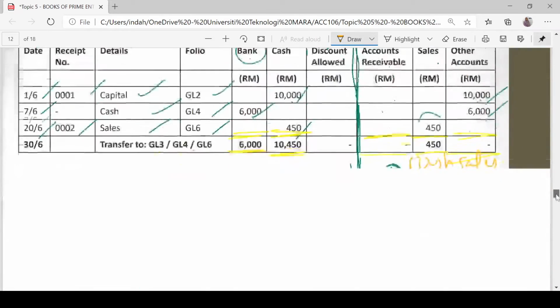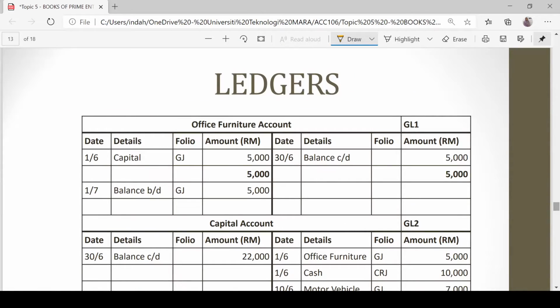So let's see here. You have office furniture. You debit 5,000. In the capital account, you credit 5,000 for office furniture. Where does this transaction come from? General journal. So the folio indicates it, and you can easily cross reference from journal to ledger, ledger to journal.